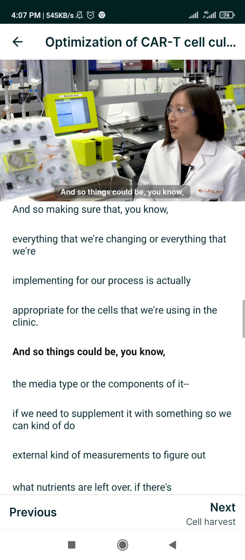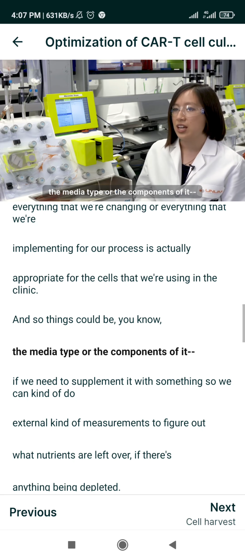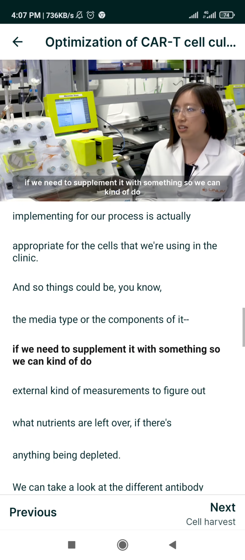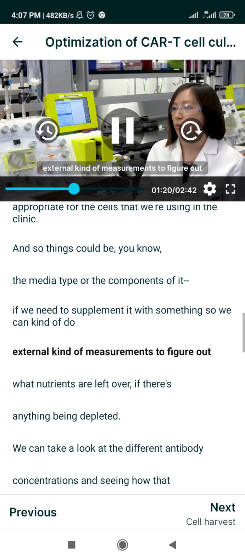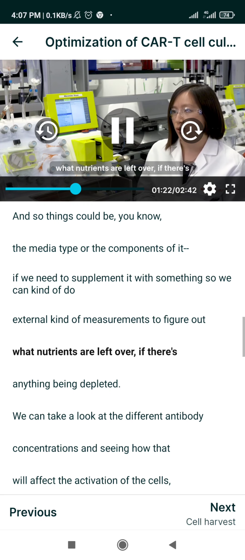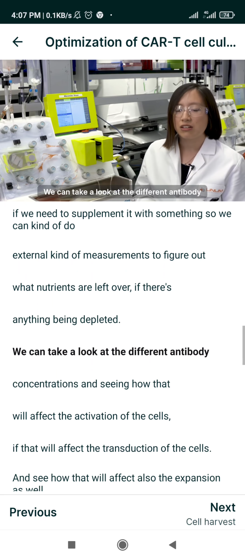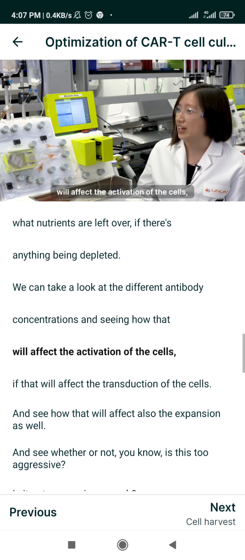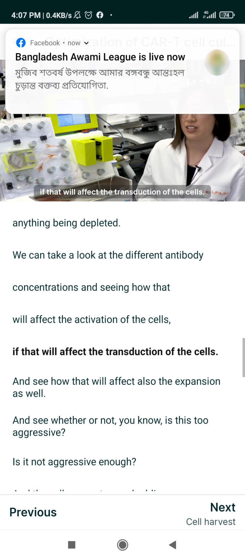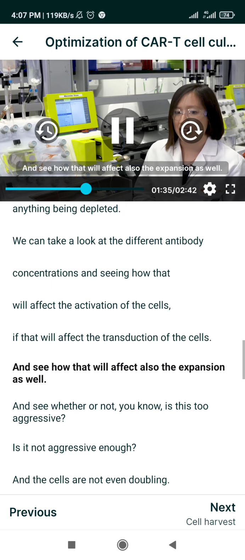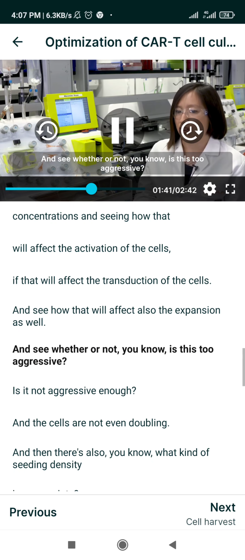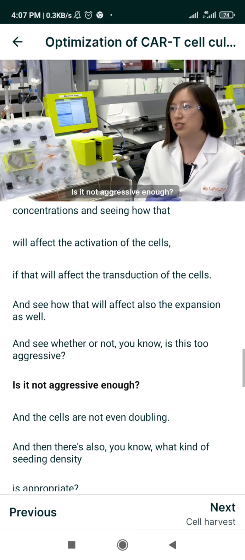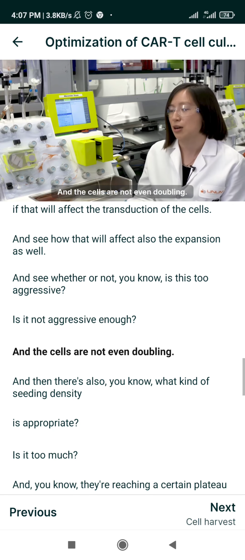And so things could be the media type or the components of it, if we need to supplement it with something, so we can do external measurements to figure out what nutrients are left over, if there's anything being depleted. We can take a look at the different antibody concentrations and seeing how that will affect the activation of the cells, if that will affect the transduction of the cells, and also the expansion as well, and see whether or not, is this too aggressive? Is it not aggressive enough and the cells are not even doubling?